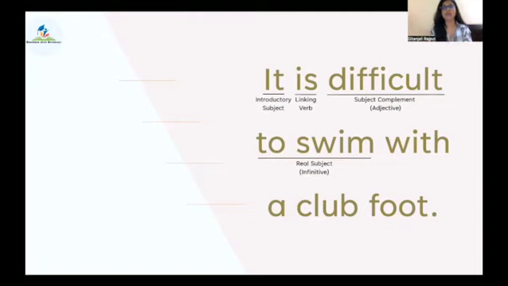Remember one thing, the usage of it is not mandatory, it is optional. This sentence could also be written as to swim with a club foot is difficult. The only thing is the structure is not preferred, though it is grammatically correct.